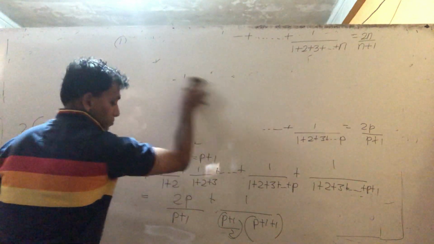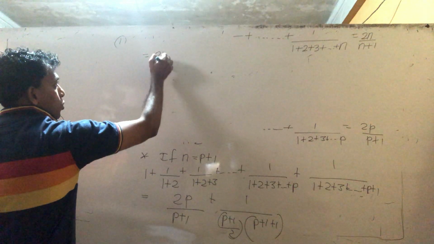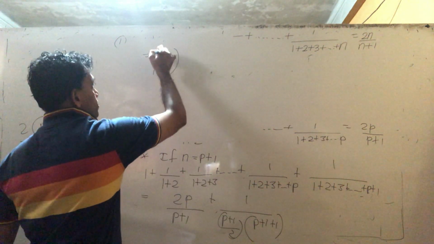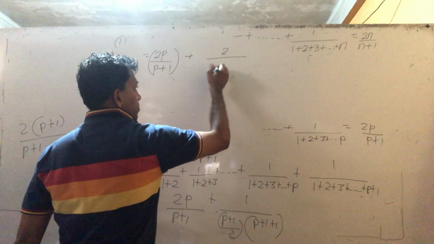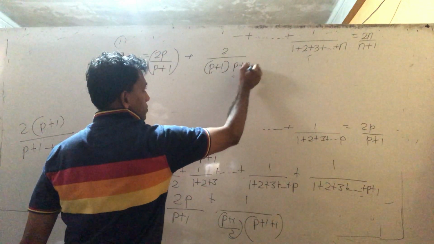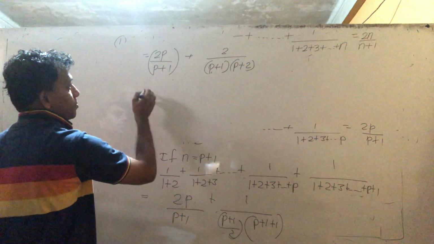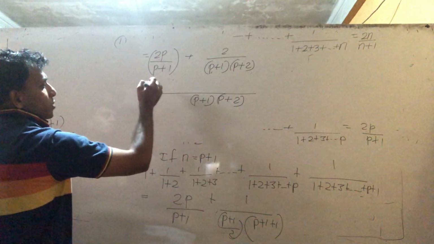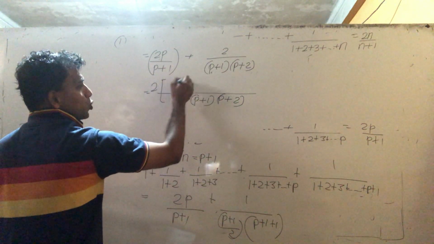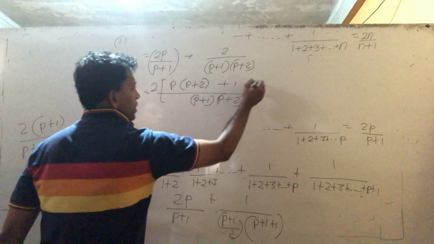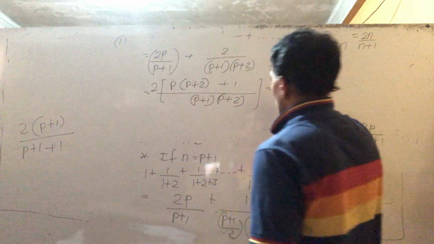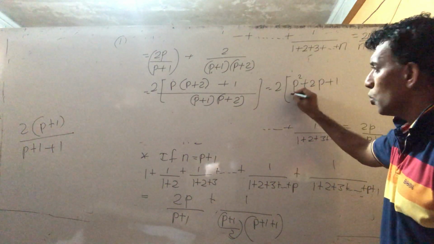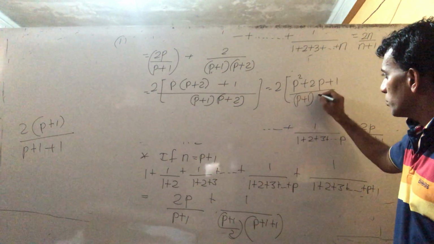Therefore simplify this. I show here 2p over p plus 1, plus 2 over p plus 1 into p plus 2. Simplify using the LCM of p plus 1 and p plus 2. Take the 2 out and simplify here, it will become p into p plus 2 plus 1, is it? Okay, then what? 2 into p square plus 2p plus 1 over p plus 1 into p plus 2.